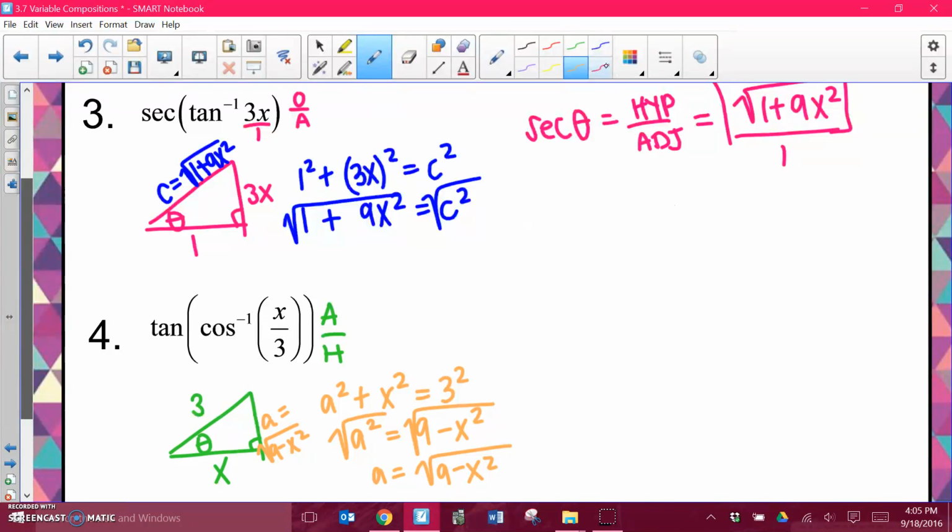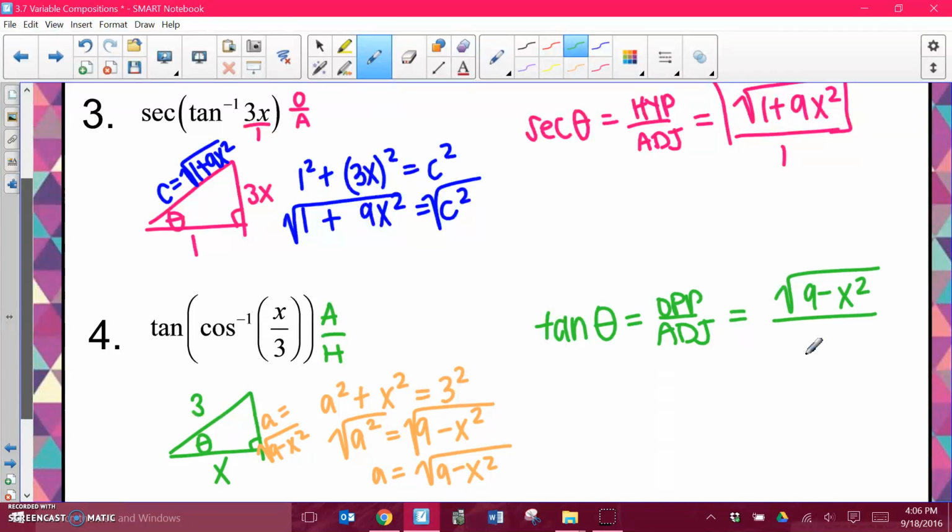So finally, my last step here, the tangent of this angle would be my opposite over my adjacent, TOA. So my opposite here was that crazy thing, the square root of 9 minus x squared, all over my adjacent side, which is x, and again, leave that like it is. And that's all there is to variable compositions.